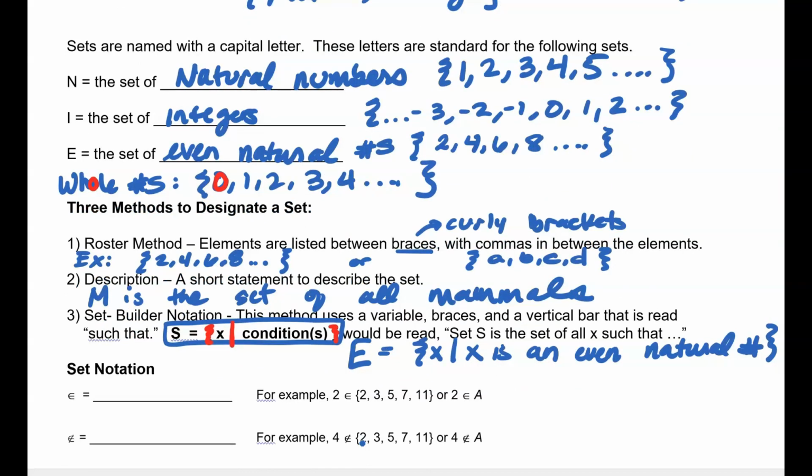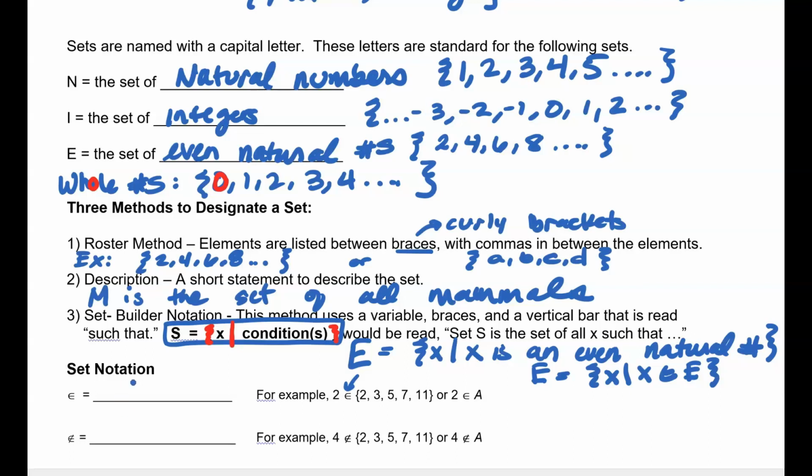You could also use shorthand notation like you see down here with this symbol here. That means is an element of. We could also say E equals all values of X such that X is an element of E, which means the even natural numbers.